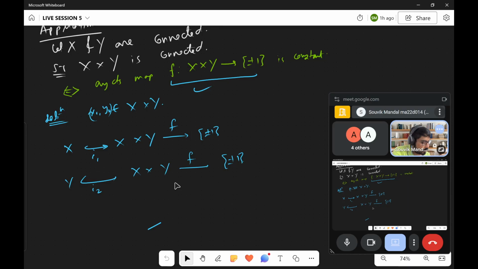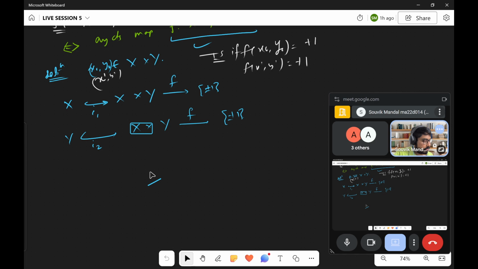So we choose an arbitrary point x naught, y naught and we need to show f of x naught, y naught is equal to plus 1. Or rather, we need to show that if f of x naught, y naught is plus 1, then f of x prime, y prime will also be plus 1. That's what we need to show.